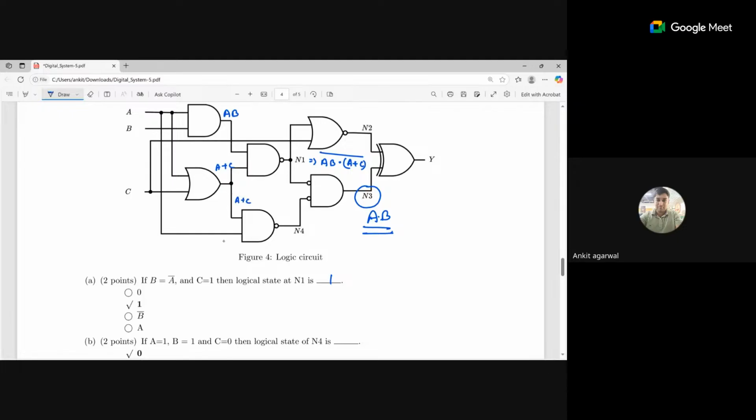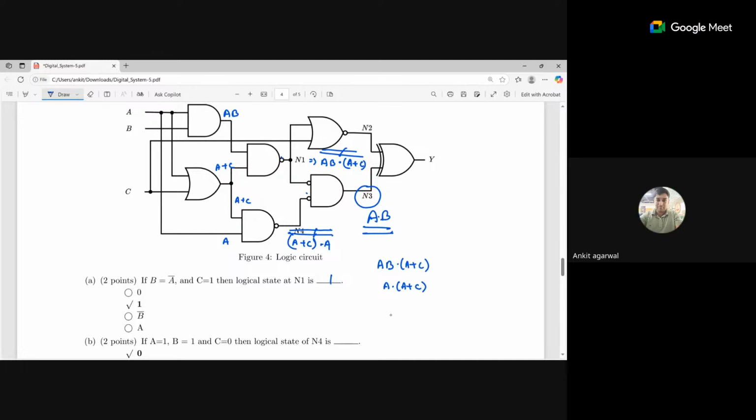A plus C. Here again, we put A plus C dot A, whole bar. And again I am taking the whole bar. Again I am taking the whole bar. So these two cancel, these two cancel. So remaining is AB, A plus C, one input, and second is A plus C.